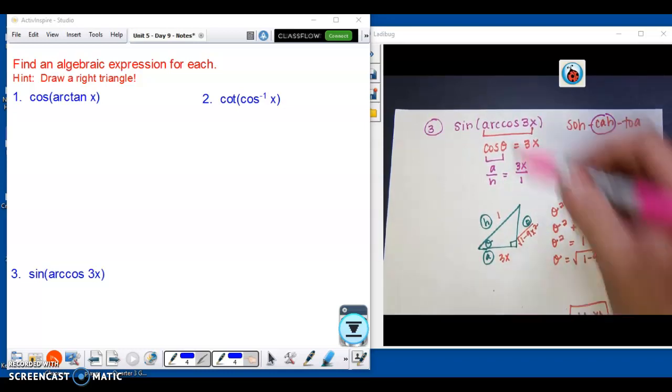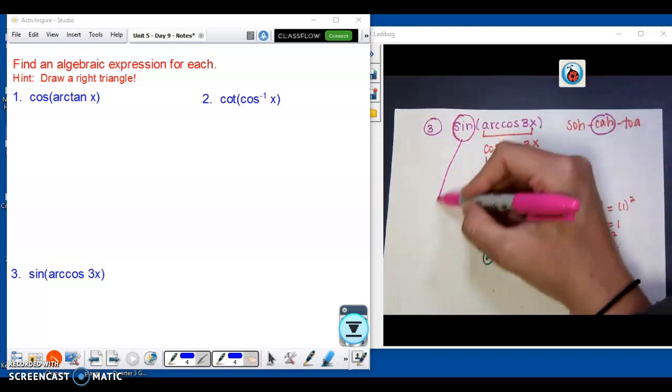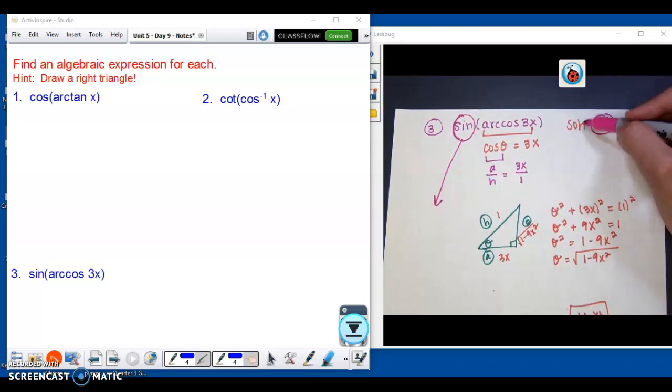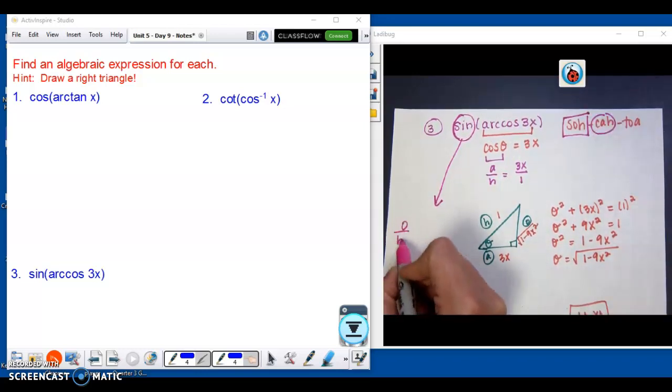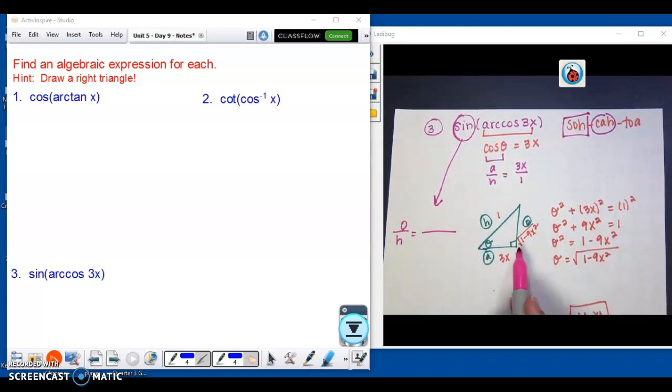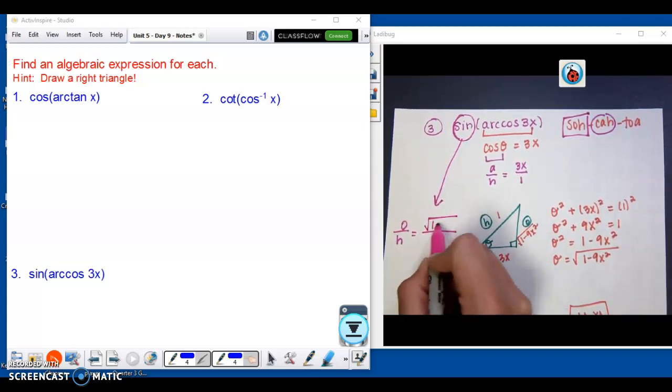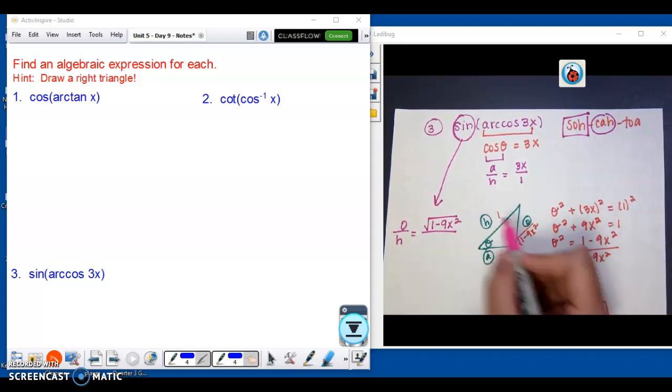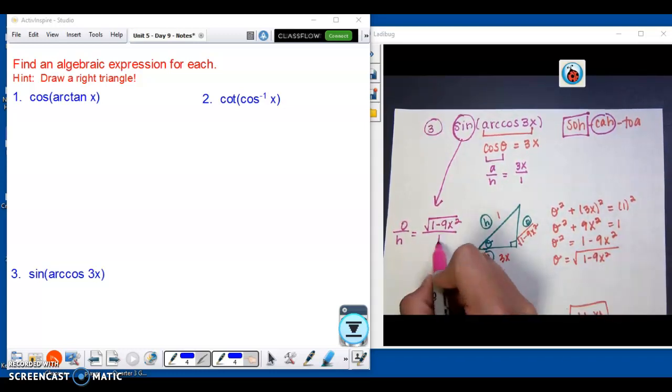Okay, so that took care of the inside part. Now we're looking at the outside part, which is sine. We know sine from SOHCAHTOA is O over H. So O for my diagram is the square root of 1 minus 9x squared. And H is 1. So you can leave it like that, or you can just do the square root of 1 minus 9x squared. And that will give us our final answer.